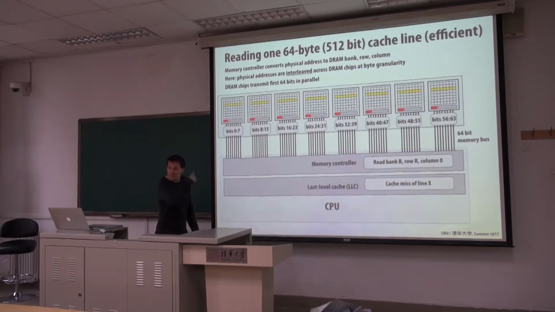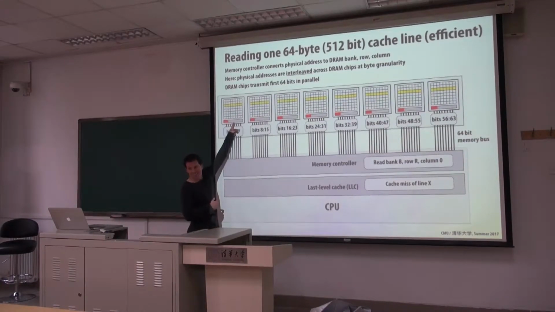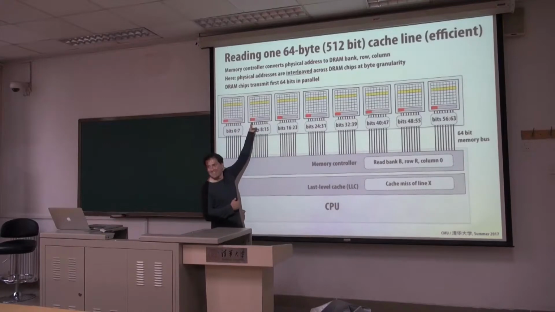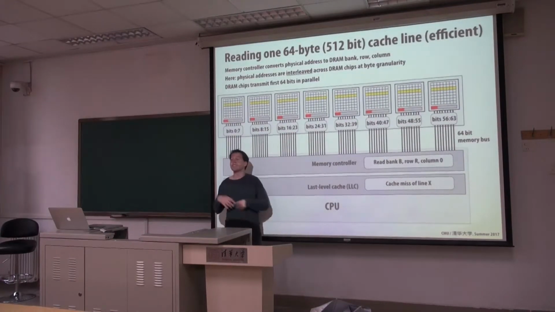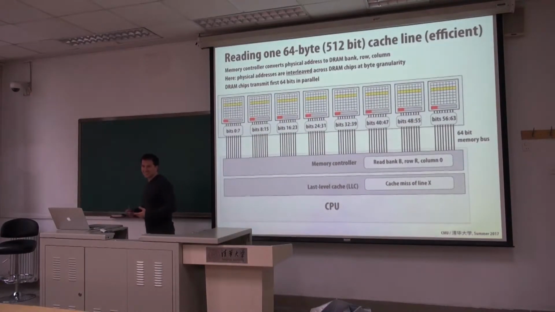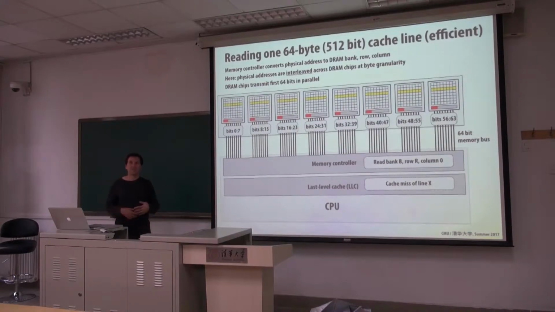And of course, there are other interleaving patterns that would also be equally efficient, right? I could have put 8 consecutive bytes here, the next 8 bytes here, the next 8 bytes here, and I still could have gotten the cache line in 8 clocks. So there are different possible interleavings.